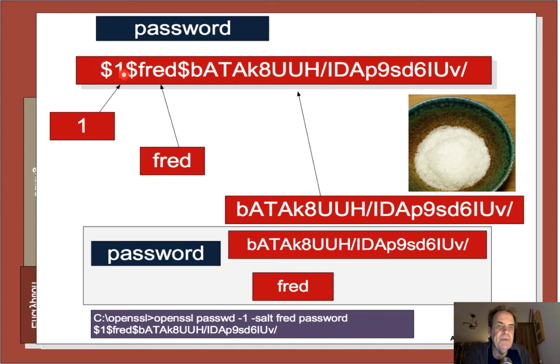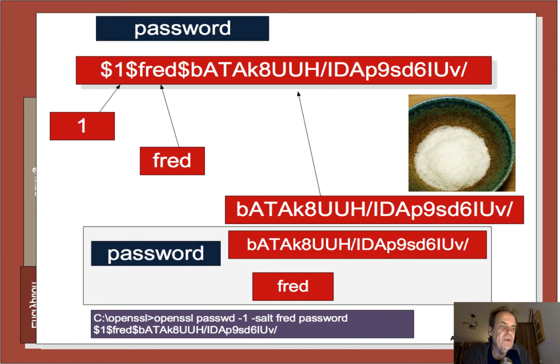So the value here between the dollars is the method, so that's MD5. And then between the next dollars, we get the salt value. In this case, the salt value is just Fred. And then we get the hashed value, the password's hash value here with the salt.